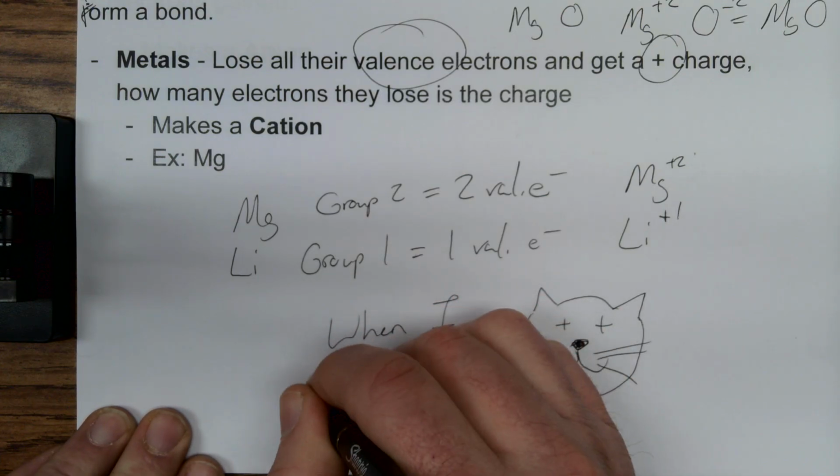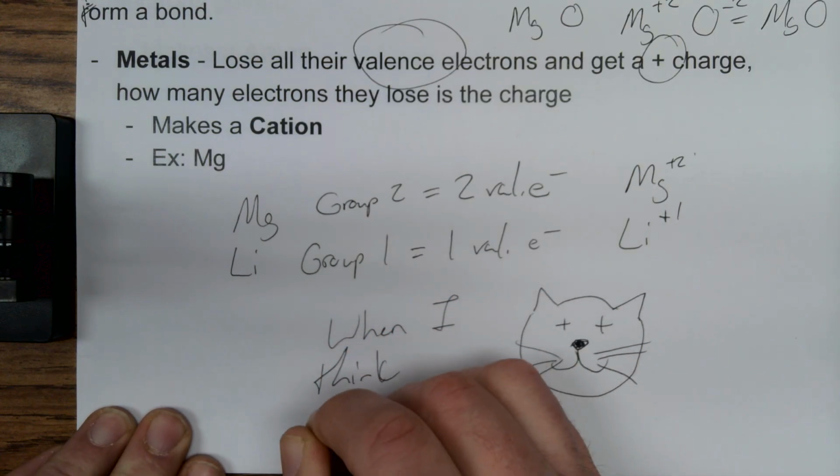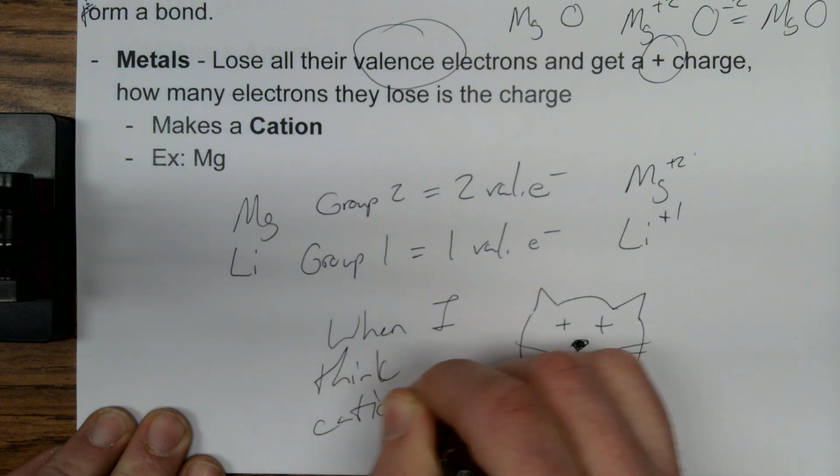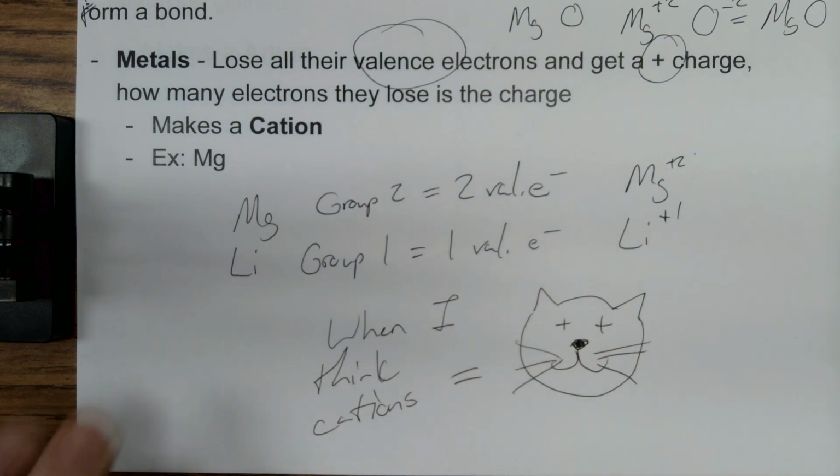When I think cations, I think of my cat. That's why we draw the little picture. Now, if on the quiz or test you draw a little picture, I'll think it's cute too, and it might be the way that helps you remember that cations are the positive ions. Why? Because we got the pluses for the eyes.